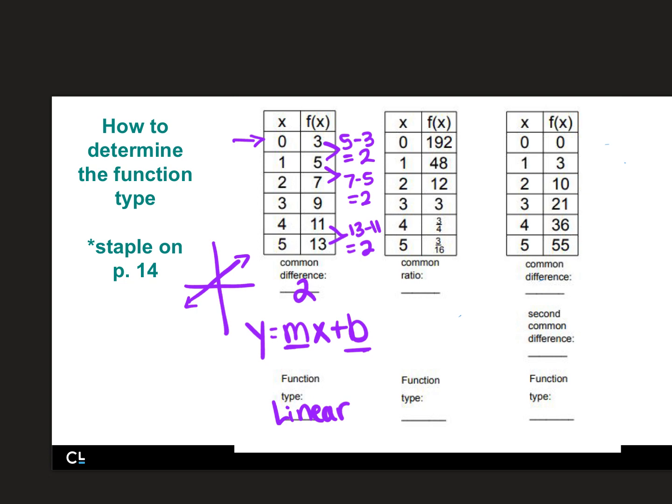For the second example, we've already checked. Let's assume we've checked and there's no common difference. So another thing you can check for is a common ratio, which we can find by taking two consecutive values and dividing one by the value that came before it. Check with these also. 12 divided by 48 is also 1/4. Do it one more time. 3 divided by 12 is 1/4. So the common ratio is 1/4.